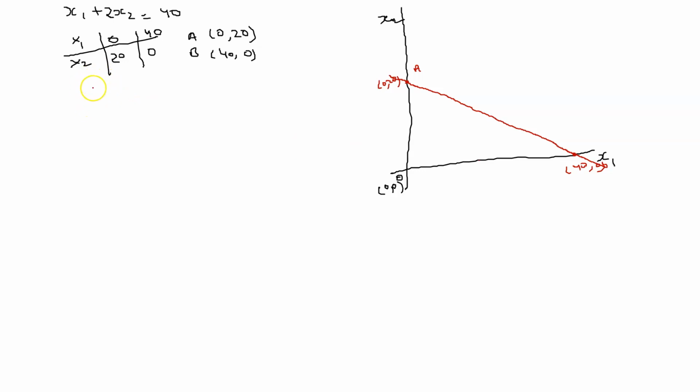Now let's shade the feasible area for this particular inequality, x1 plus 2x2 is less than or equal to 40. Let's take the point 0, 0, and we see 0 plus 2 into 0 is 0, and 0 is less than 40. So we can say that this portion of the plane where the point 0, 0 lies satisfies our inequality, x1 plus 2x2 is less than or equal to 40.